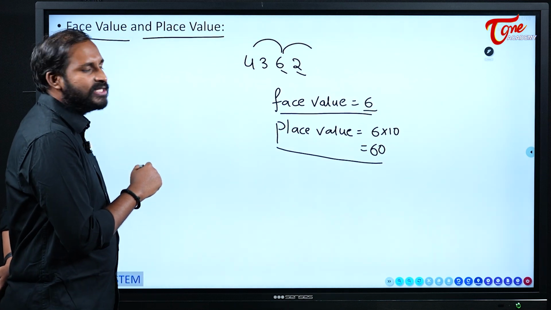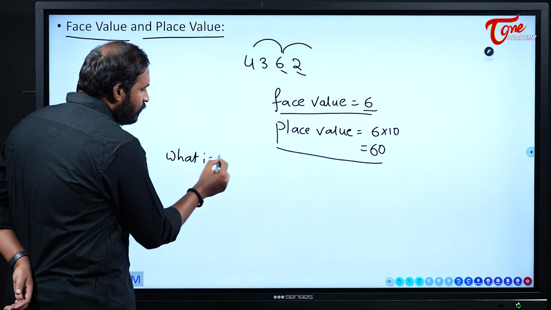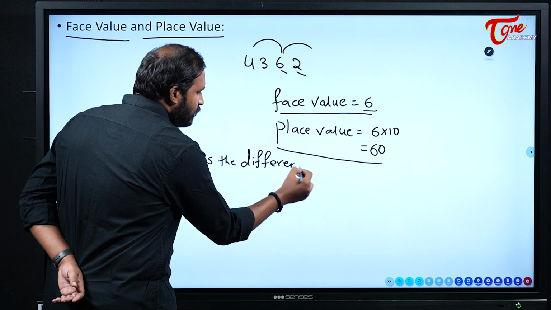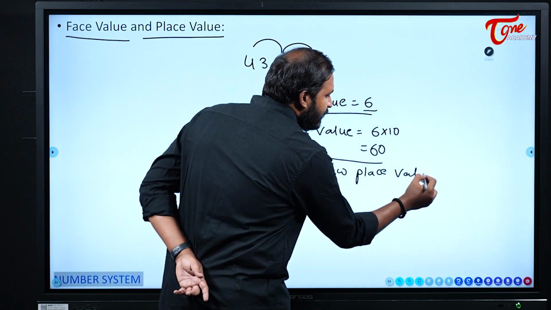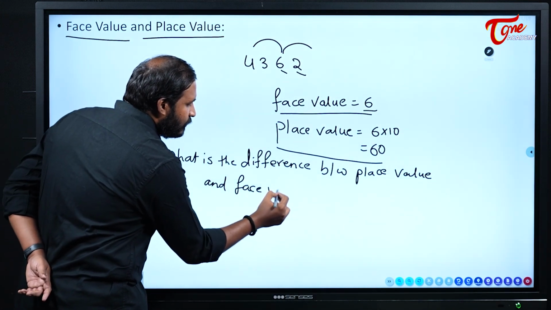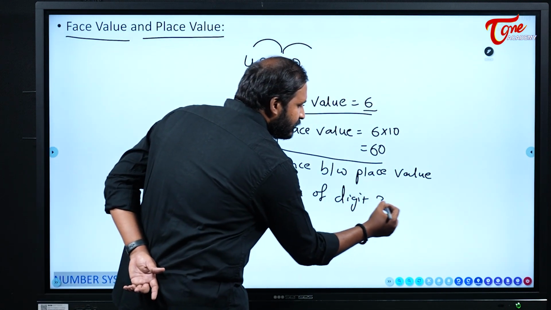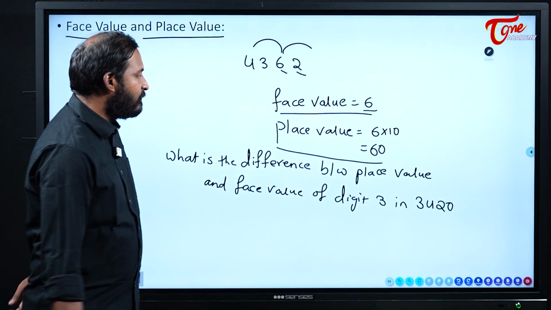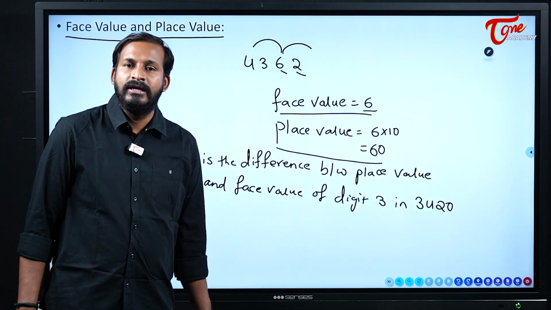What is the difference between place value and face value of a digit? That type of question is: what is the difference between place value and face value of digit 3 in the number 3420?